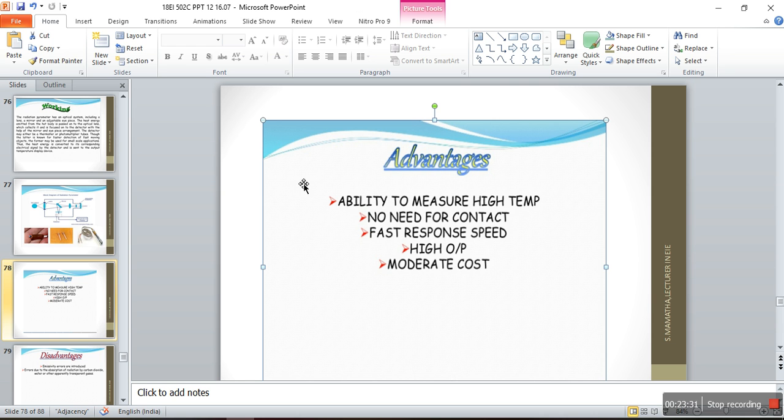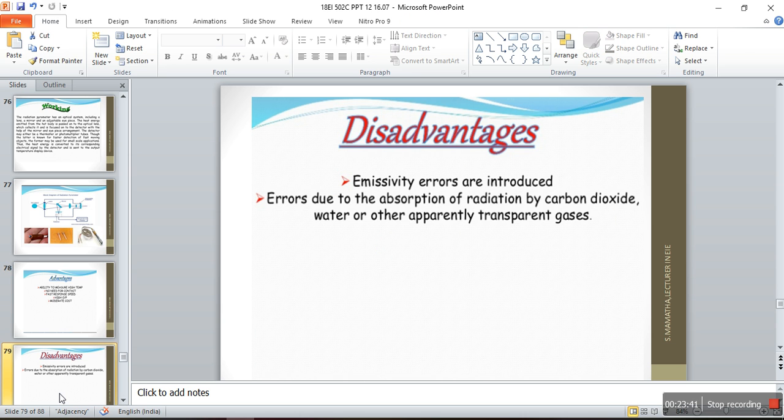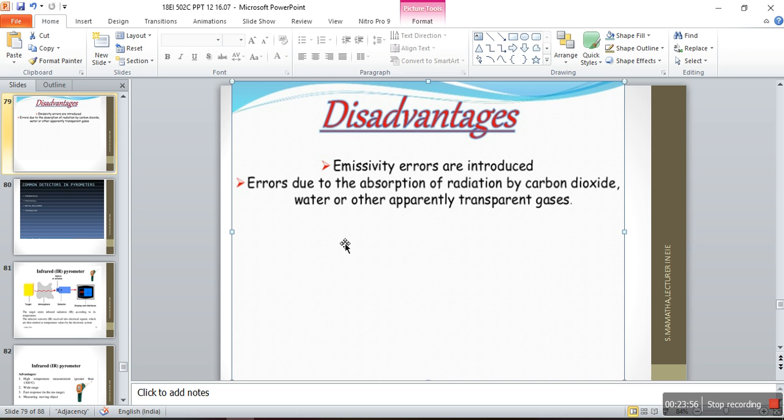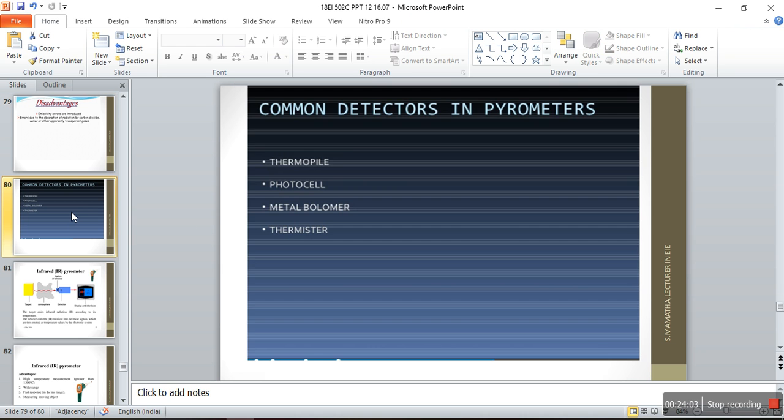Advantages: ability to measure high temperature, no need for contact, fast response speed, high output, moderate cost. Disadvantages: emissivity errors are introduced, and errors due to absorption of radiation by carbon dioxide, water or other apparently transparent gases may occur in this type of radiation pyrometer.